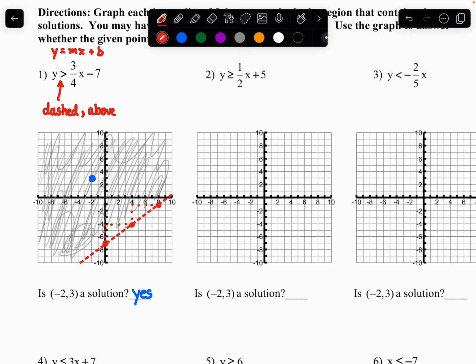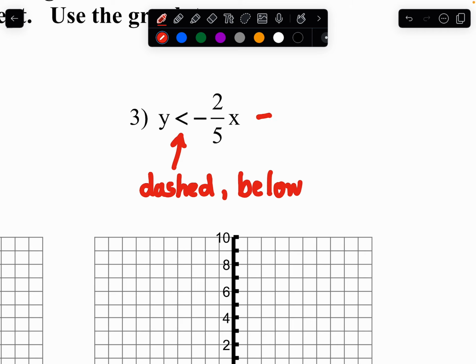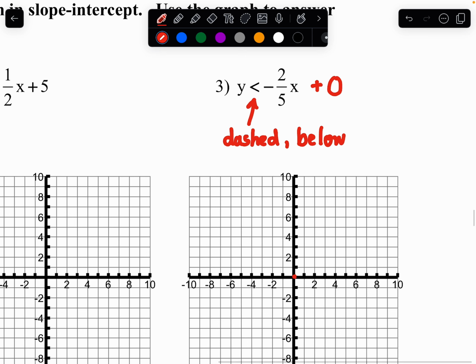Let's look at one that has less than. So I'm going to slide over here to number 3. This one is going to be dashed again, and it's going to be below because it's less than. Now this one's a little bit trickier because we have to look at our b value, and we're not adding anything on here, so we're just going to start right at the origin, and then my slope is -2/5.